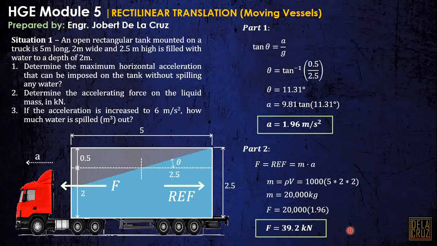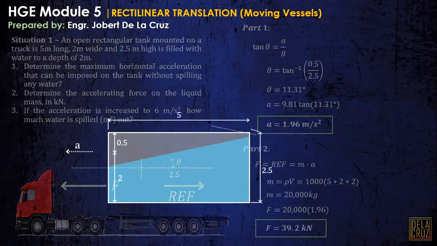Okay? Number 3, if the acceleration is increased to 6 meters per second squared, how much water is spilled in cubic meters? Okay, so as you can see, this is the acceleration where there is no spilling of water yet. The water is still here, it has not reached the edge. Now, if our acceleration increases or the truck moves faster, that means there will be spillage. So this is what we will find.